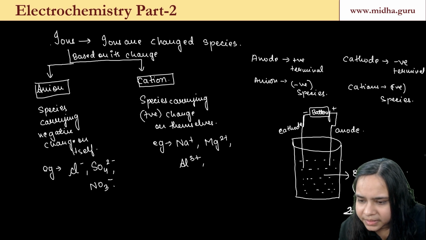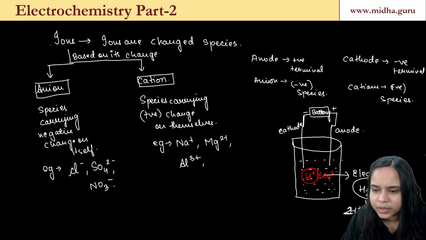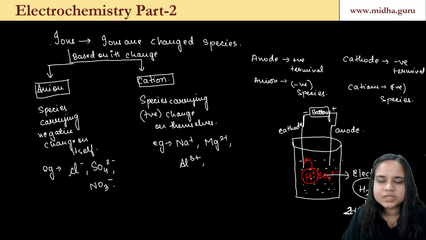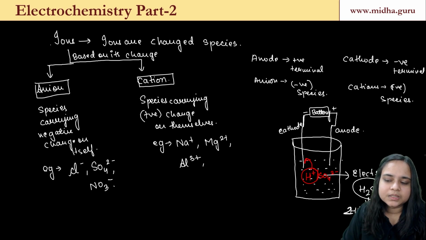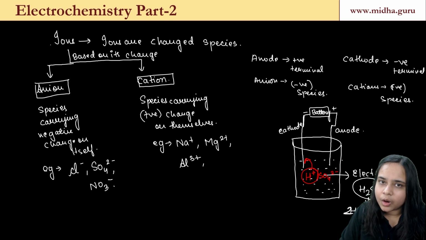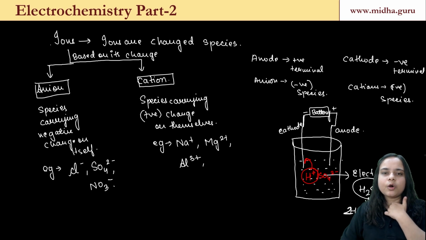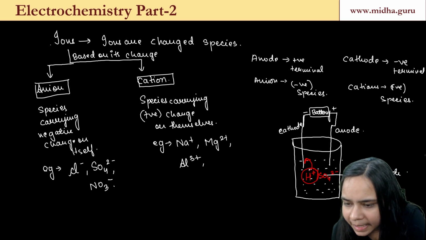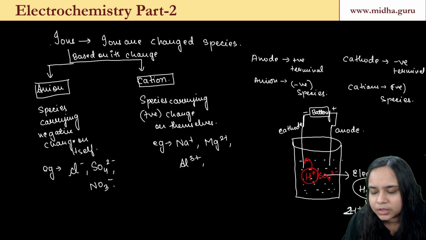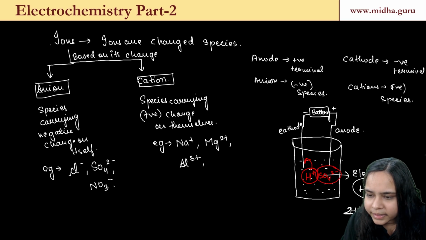So, what will happen is, since it got dissociated into 2H+ and SO4 2-, now tell me, will this H+ ion migrate to anode or cathode? This will definitely migrate to cathode. Why? Because, as we know, this positive charge will migrate to its opposite terminal. Like, we know that opposite charges attract. The concept is applicable for this also. So this cation will migrate to cathode and this anion will migrate to anode.